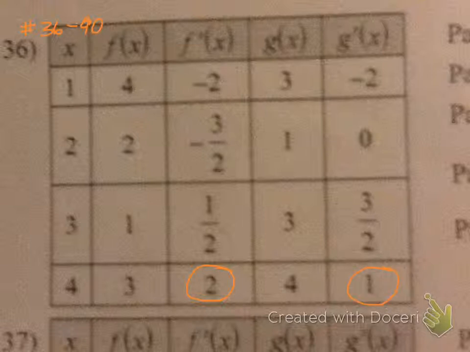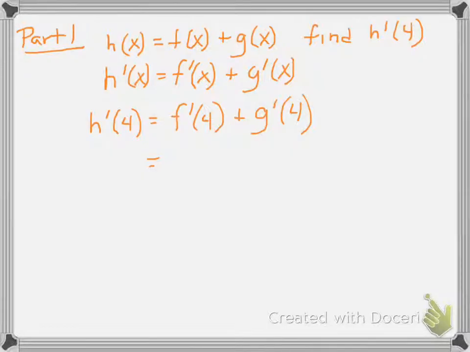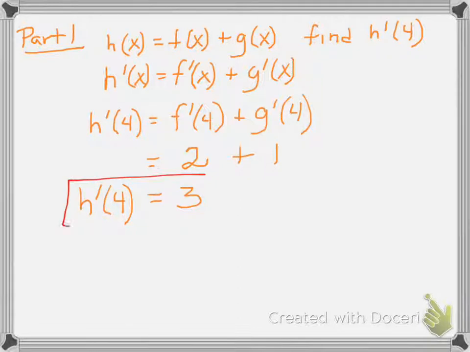So I go back and I substitute that in. So f prime at 4 was 2. G prime at 4 was 1. And 2 plus 1 is 3. So my answer for part 1 would be h prime at 4 is equal to 3. Alright.